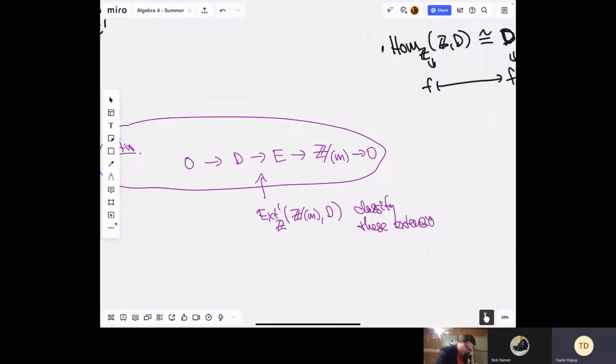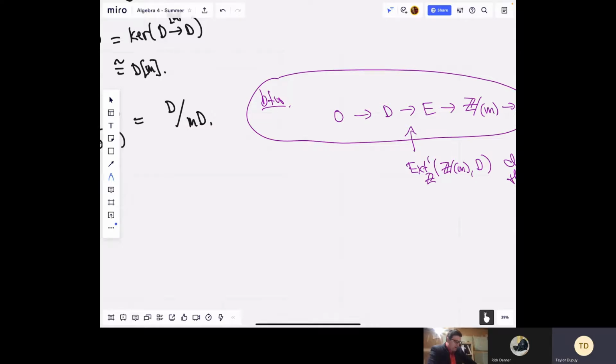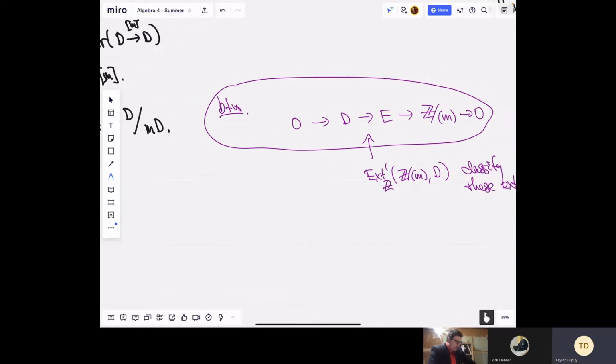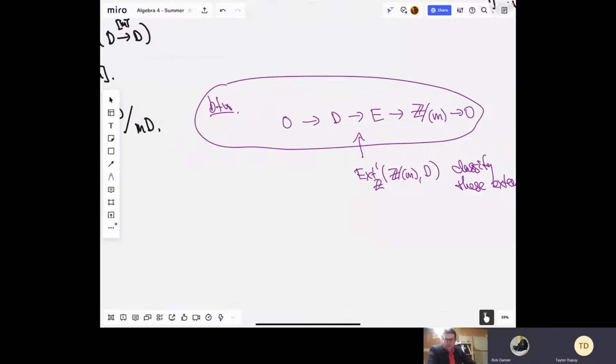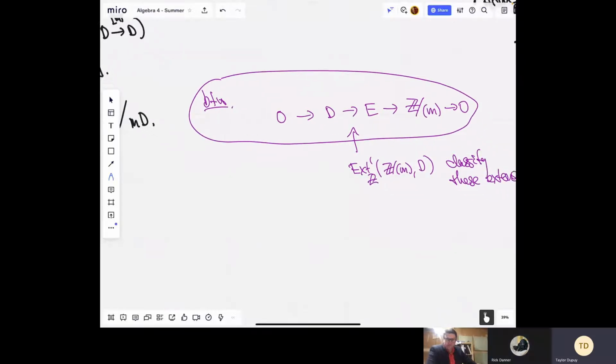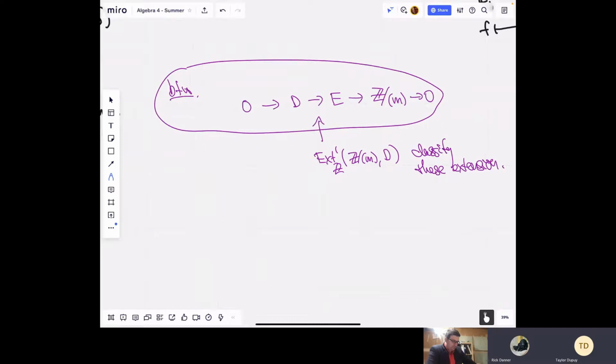And usually there's a way to see it. So I don't really see how an element of D mod MD gives you... So for every element of D mod MD, we should be able to come up with an abelian group that sits inside an exact sequence like this. I'm wondering if E is just the split version, just D times Z mod M. I wonder if that represents the identity of that group.